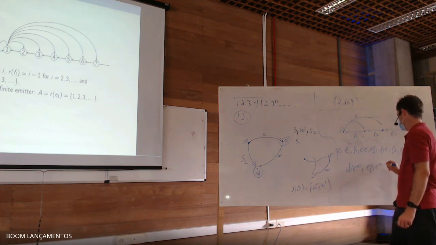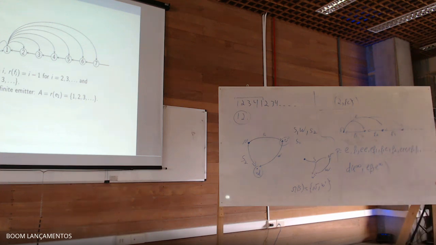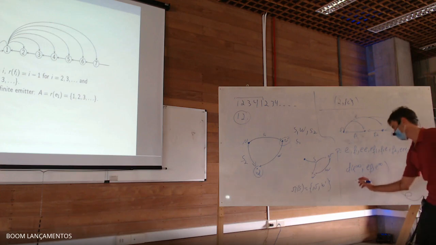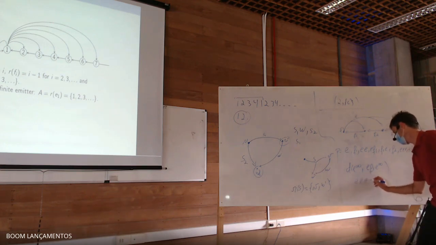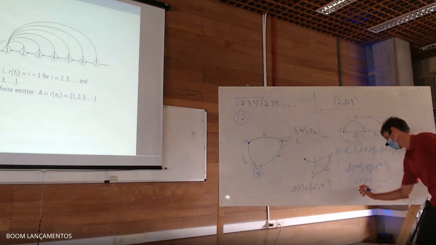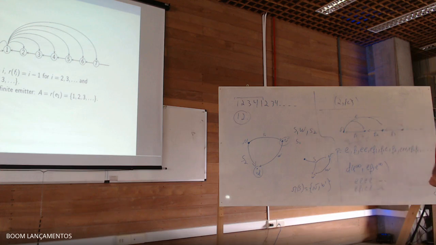EF1 infinity, right? So let's try to compute this distance. So I have here one edge that's E, and so on. And EF1. E, and so on. So how am I gonna compute this distance?